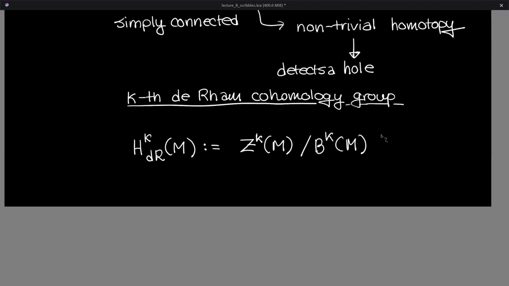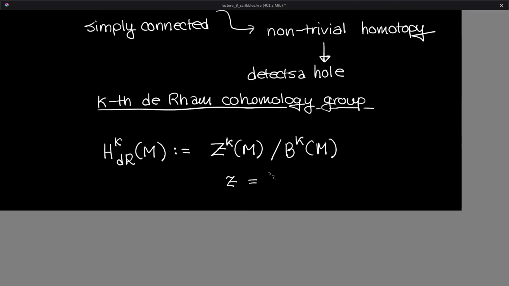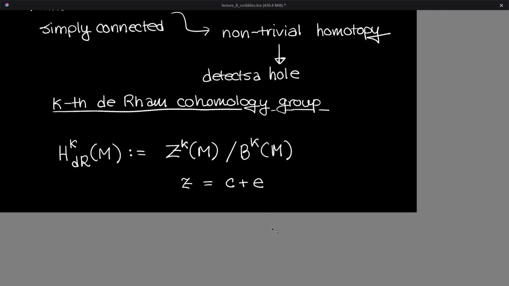So for anyone who's unfamiliar with quotient groups, because we haven't covered group theory, all this means is that we take every element of Z^k. Let's say that we have a form Z in Z^k, and we can say that it's equal to some closed form C, I'm breaking my rule that forms are named after Greek letters here for a little bit, plus an exact form E. So we're sending all of the elements of B to 0 when we take the quotient group. So what this basically means is that this is 0.